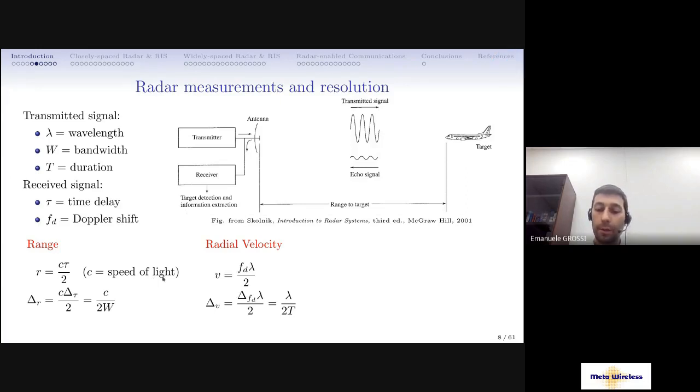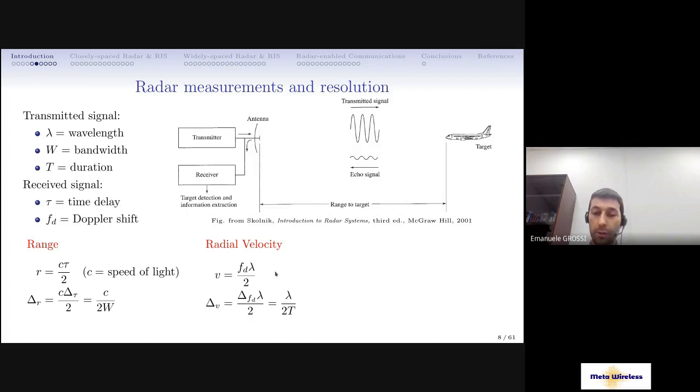The radial velocity is measured instead by using the Doppler effect. The total phase change in the two-way propagation path is 2 pi times twice the range divided by lambda. The Doppler frequency is obtained by dividing by 2 pi this quantity and differentiating this phase change with respect to the time.